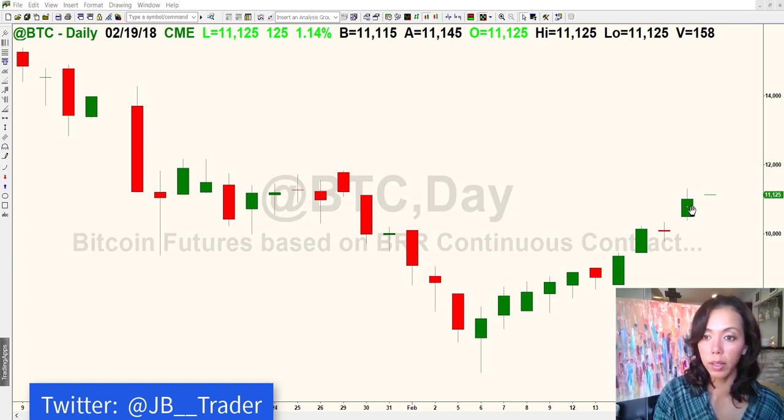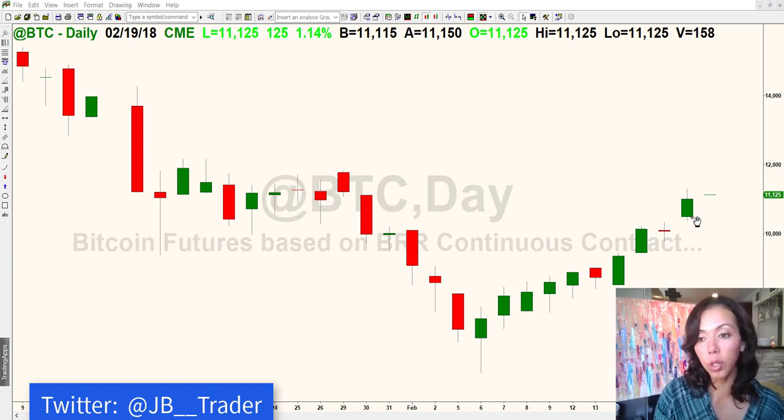That's a green body right there. This tall stick on top, this is the wick. There's a little stick on the bottom. This is a tail. Hope you guys can see that pretty good. The top of the wick tells you the high that price went to for this time period. The bottom of the tail tells you the lowest that price went to for this time period. And the body in between tells you the open and the close.